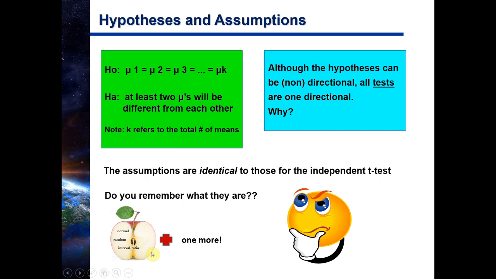Now, just like the independent t-test, there's one more. So we have the core plus one more. What is that one more? Homogeneity of variance, HOV. All right?